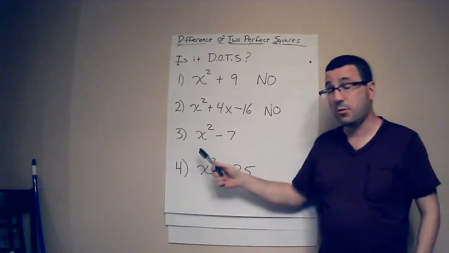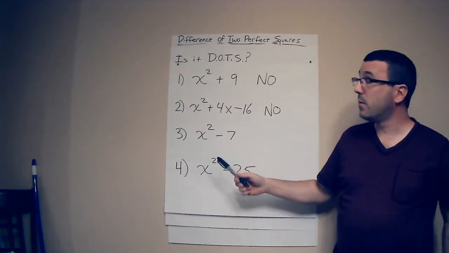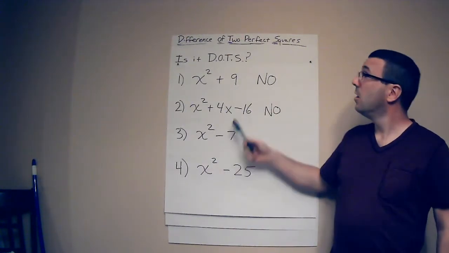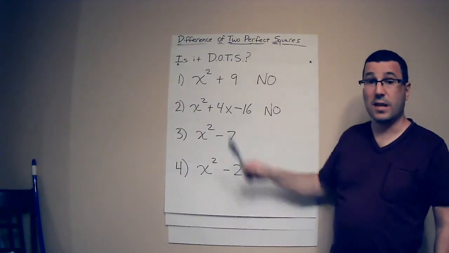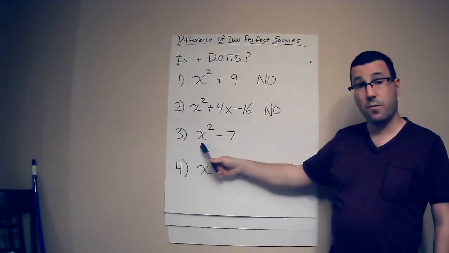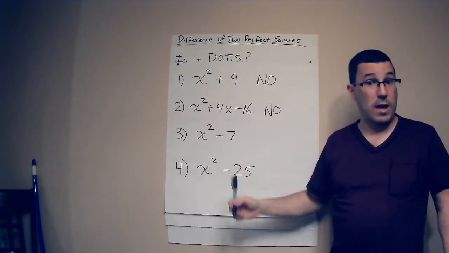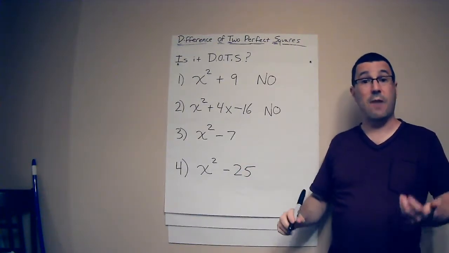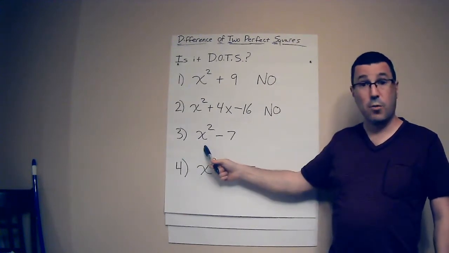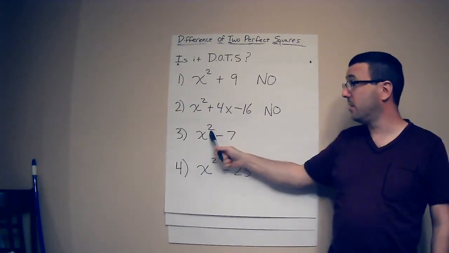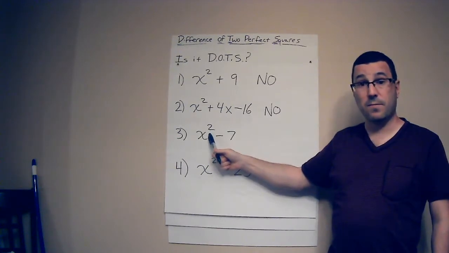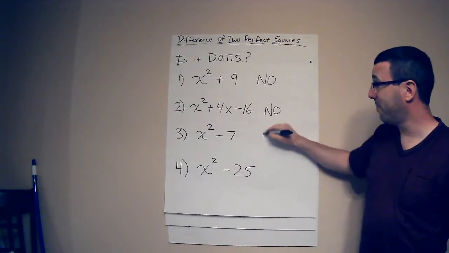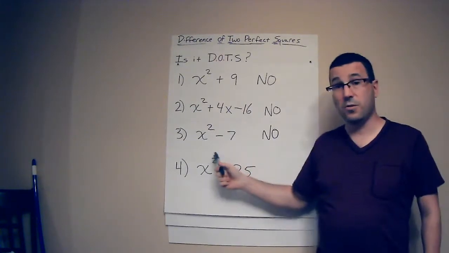Then we go to the next one. x squared minus 7. Do we have difference? We have subtraction. Do we have two things? Is it a binomial? First term, second term, so we have two things. So far, so good. The last thing is, do we have perfect squares? Well, x squared is a perfect square because it has an even exponent, and that's going to be important later. But 7 is not a perfect square. So this is also no.